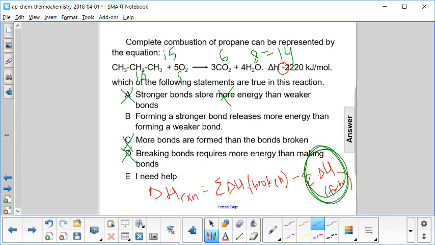Leaving us with B, so let's just make sure that makes sense. Forming a stronger bond releases more energy than forming a weaker bond. And that is true. We can just use that same counterintuitive principle from part A. So if a stronger bond stores less energy, that means that more energy must have been released when it was formed. So we get answer choice B. Forming a stronger bond releases more energy than forming a weaker bond.